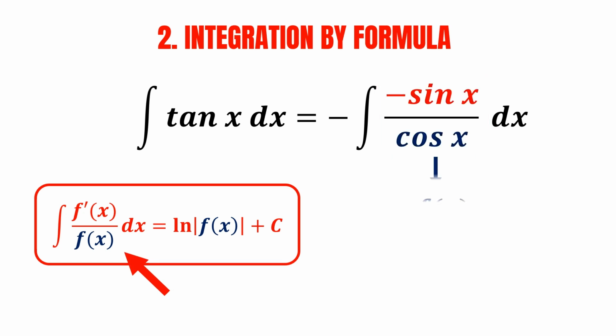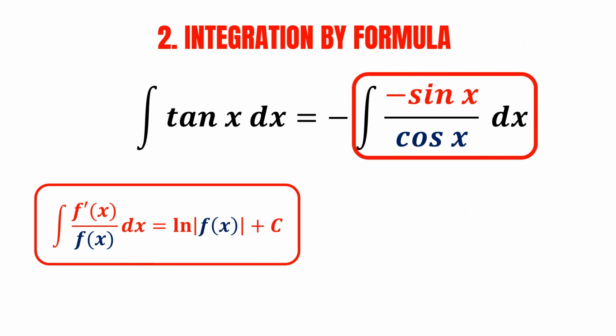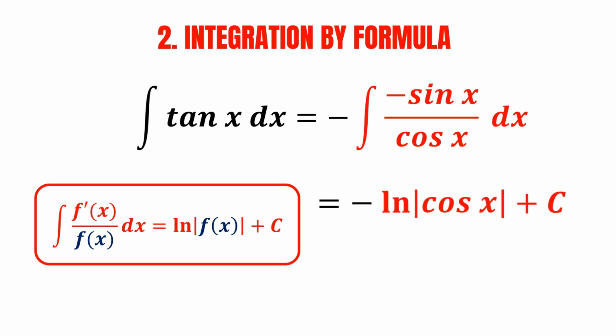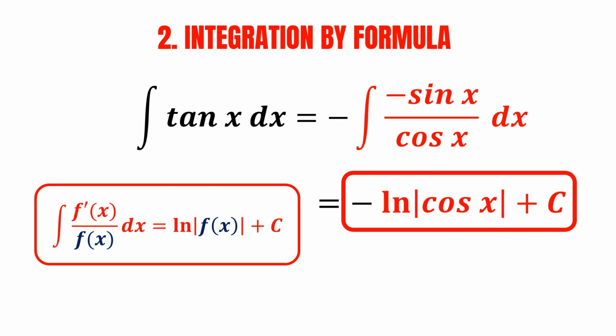In this case, the denominator, cosine x, serves as the function f of x, and the numerator, negative sine x, serves as the derivative, which is the function f prime of x. Therefore, we can solve this part by using the formula directly. And we get the natural log of absolute value of cosine x plus c. But remember that initially we had a negative sign in front of the integral, so we add it in front of our answer as well. You can see that we end up with the same answer as we did earlier by using the previous method.